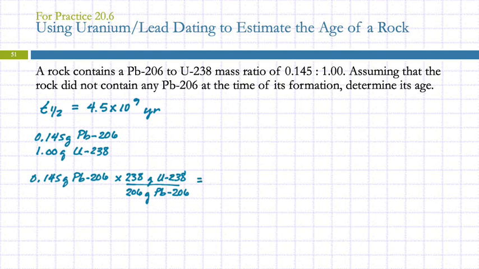So this corresponds to 0.1675 grams of uranium-238.